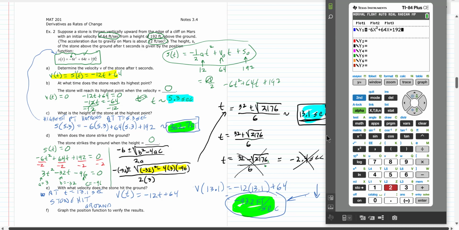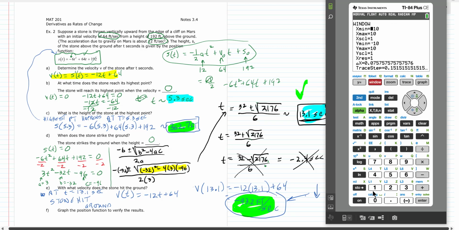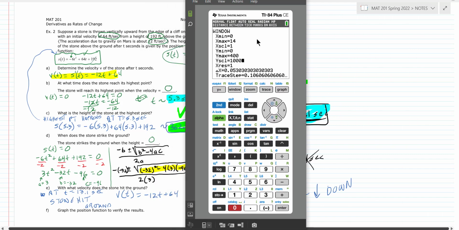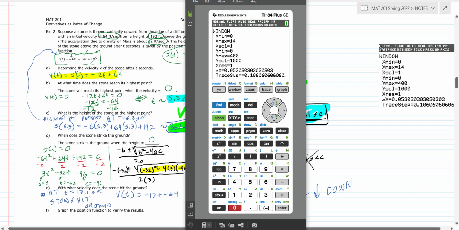Let's just look at what we came up with here. We reached the ground at 13.1 seconds. So it would be rational to go 0 to maybe 14, scale that by 1. And the maximum height we figured out was 362 feet. So for the y's, let's go 0, which would be the ground, to 400 feet, and scale that by 100. Okay, so this will give you a nice viewing window.